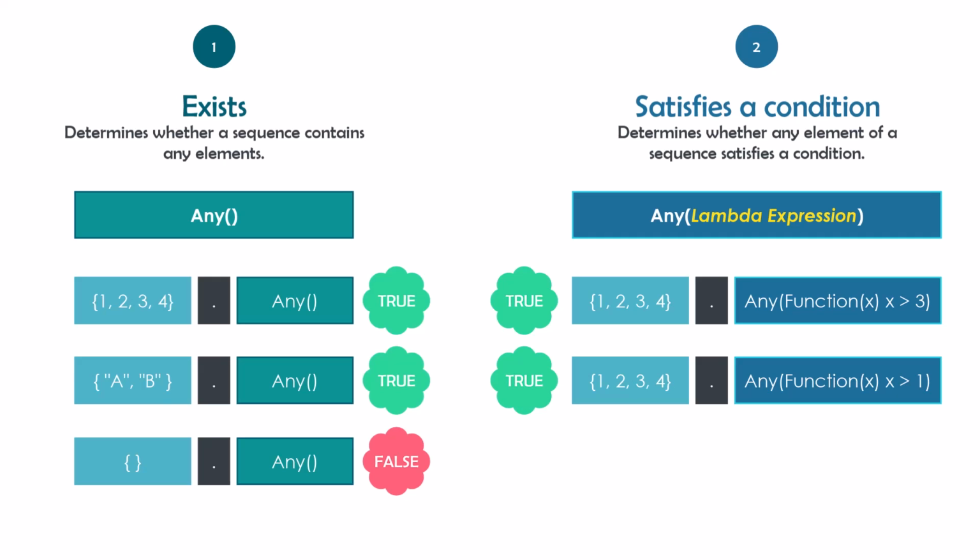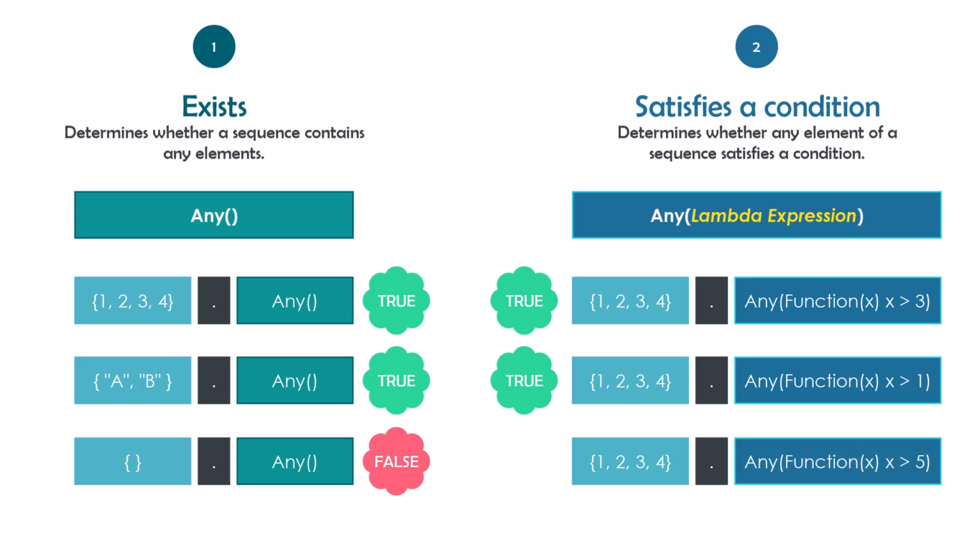This will save execution time. Let's check another query. I have again the same array, but the condition now is to check if any number is greater than 5. As you see, no number is greater than 5. The result will be false in this case.